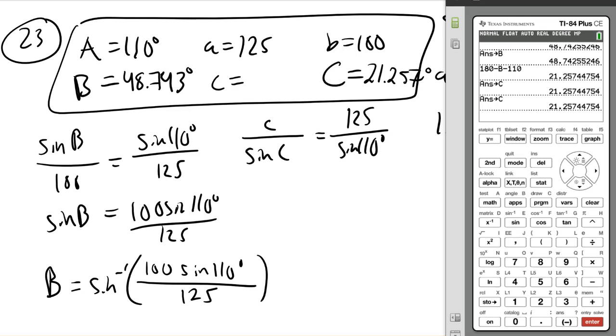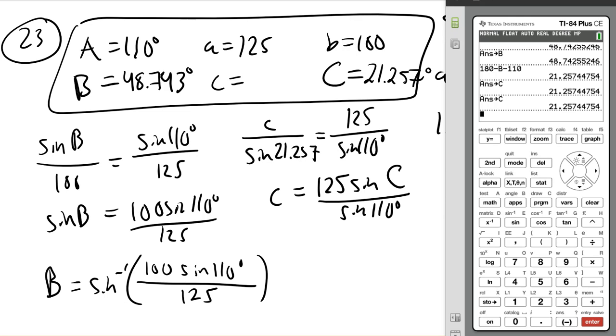I don't want to use that rounded amount in my work. So I might write 21.257 here, but when I actually solve this in my calculator, I'm going to put in angle C, so it's exact. Multiply both sides by the sine of C: 125 times the sine of C, divided by the sine of 110, gives me what I believe to be the length of side C.